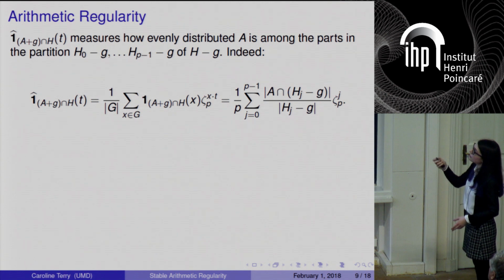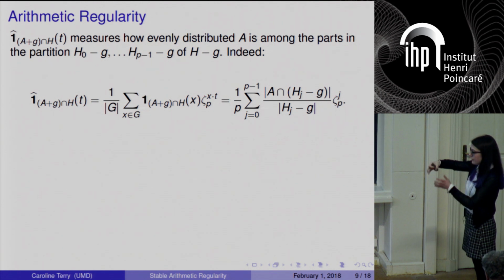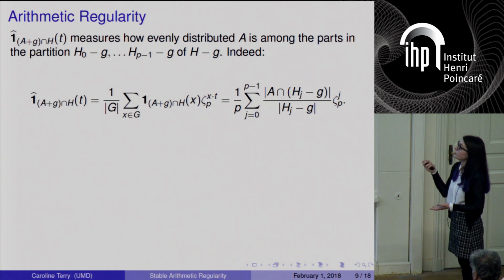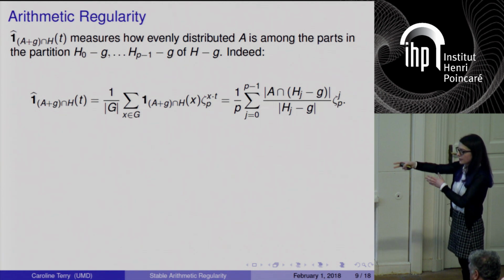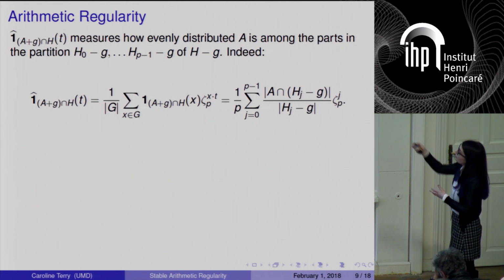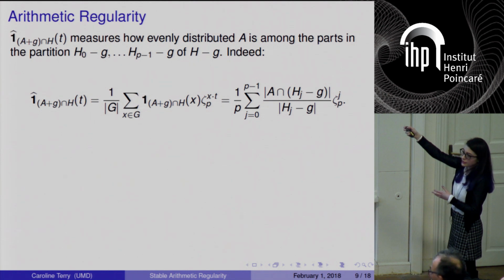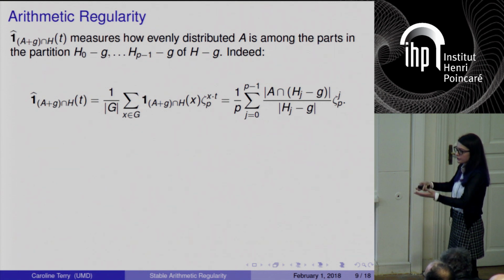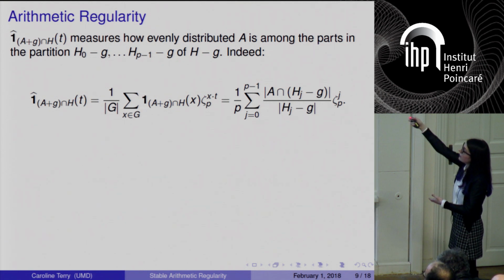So I've got a partition of the coset into these translates of subgroups, and then this is a sum where the coefficients are the density of A on each part. So the point is, if A was evenly distributed across the partition, all the coefficients would be about equal, because the density would be about the same in all of the different parts. And so if these were all actually equal, the thing you get at the end would be 0. So if A is evenly distributed, things will cancel, and this sum will have small absolute value.